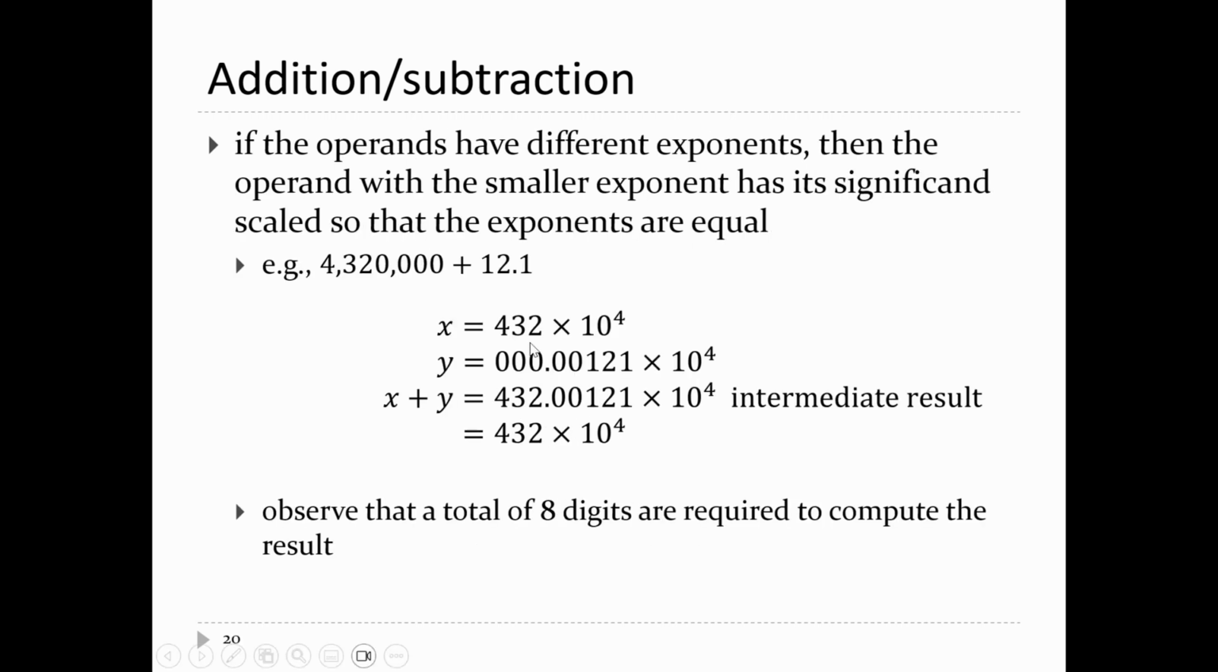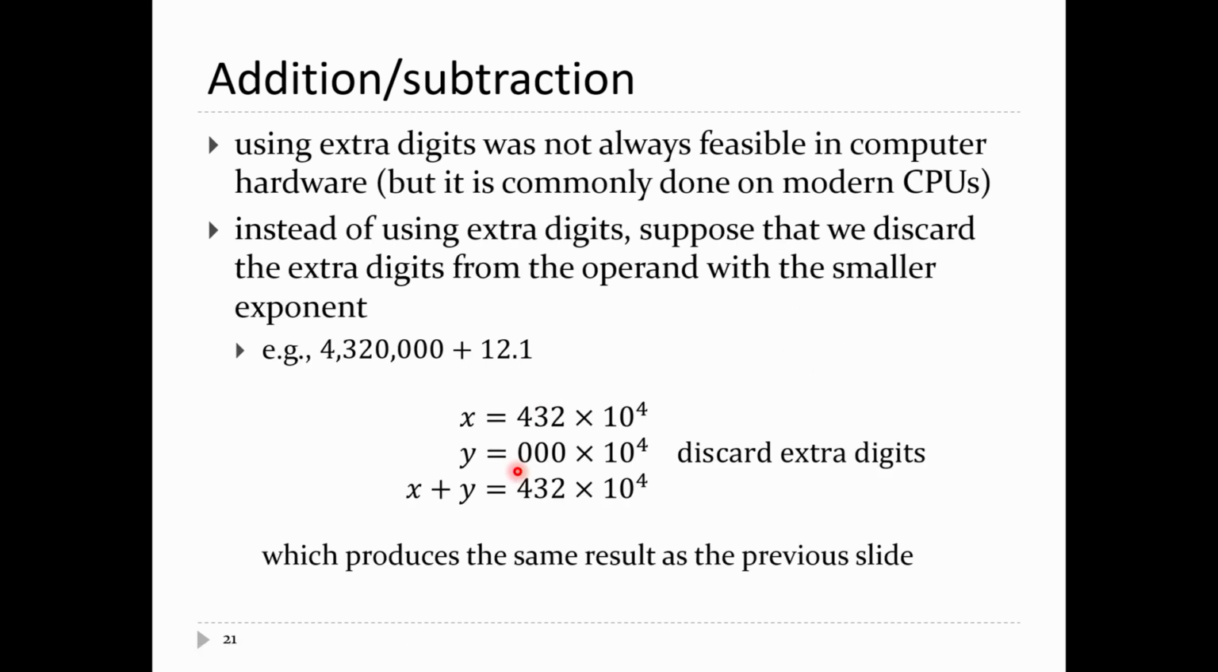Instead of writing 0.00121, I throw away everything after the decimal point and get zero, so now you get 0.000 times 10 to the 4. Now when you do the sum, it's like you were doing 432 plus 0. This kind of makes sense: it's why when I sum these two values, I just get back the first value. If you're allowed to keep extra digits here, it's possible that you get a better final result.